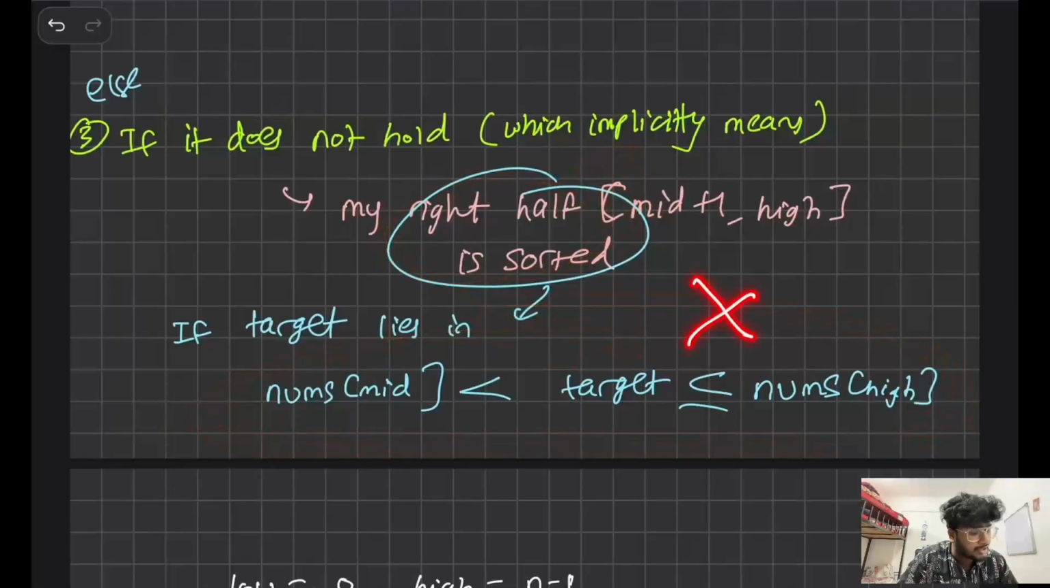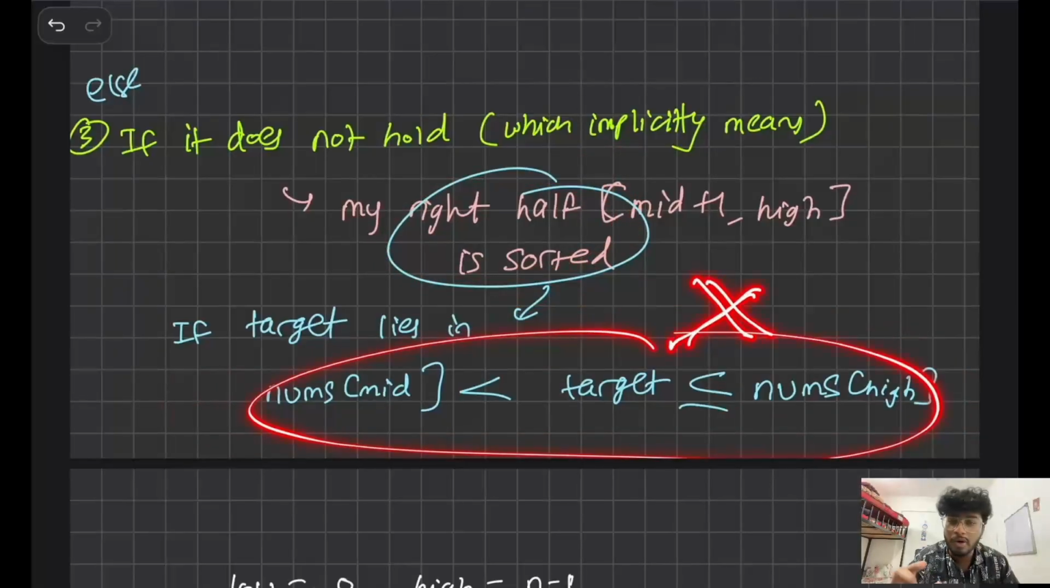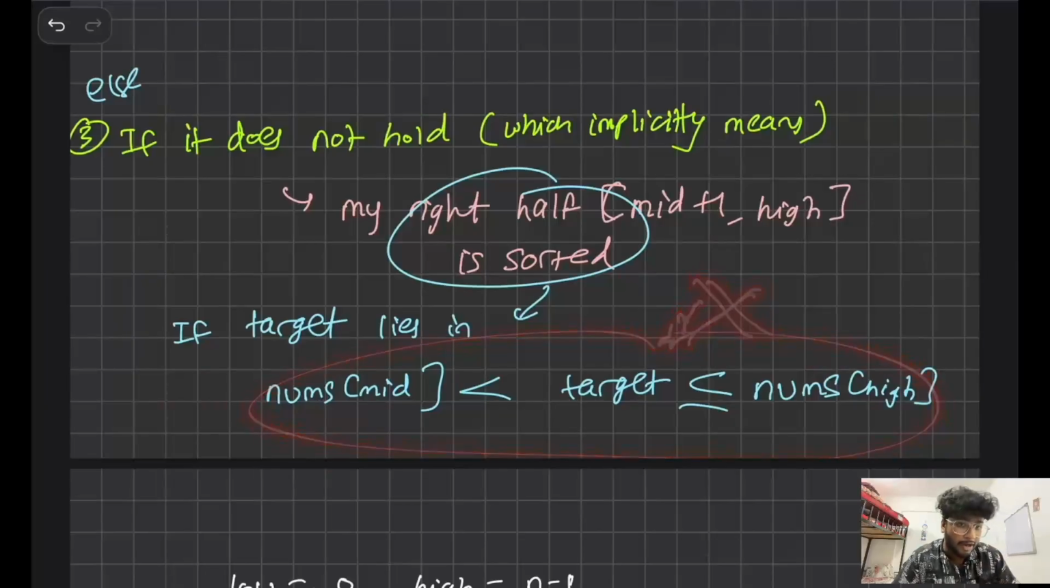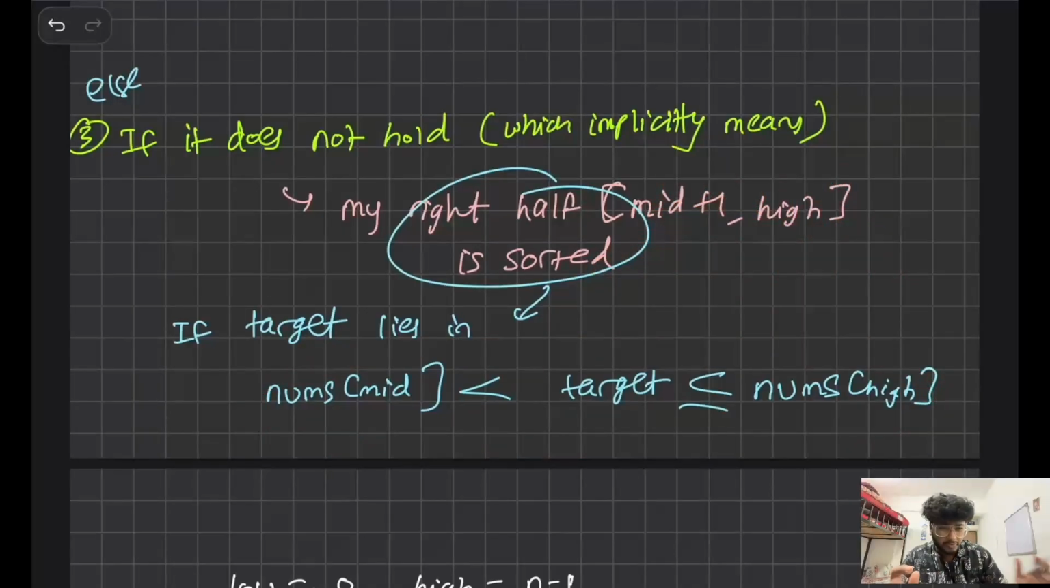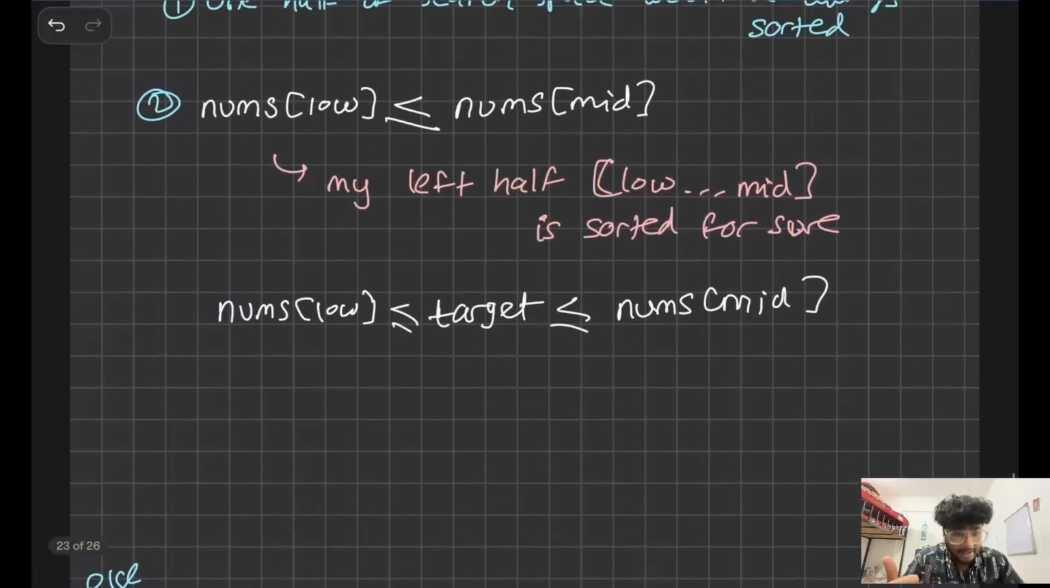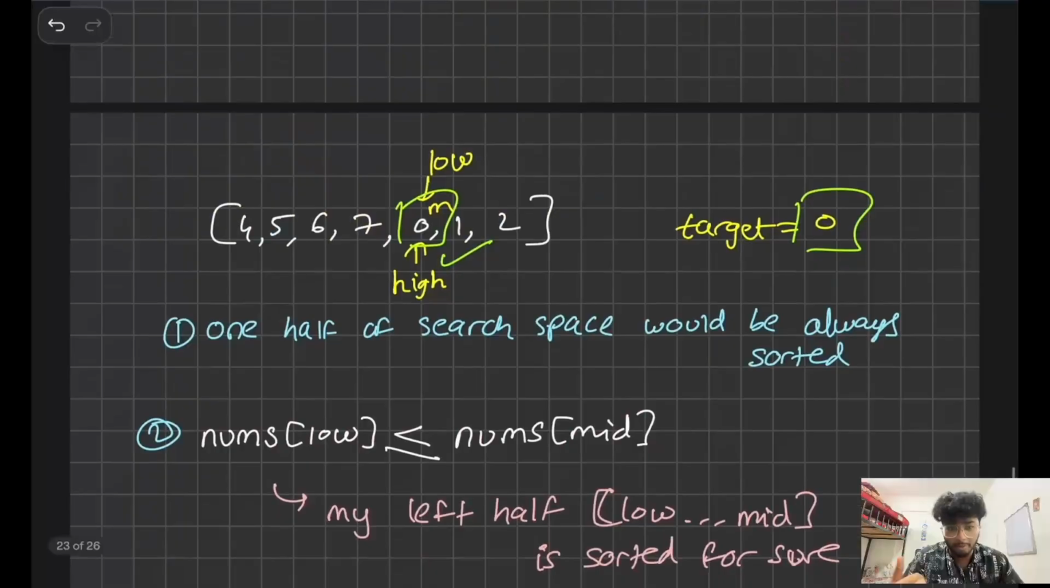If this condition does not hold, and the right half is sorted, then I know that my answer does not lie in the right sorted half. I would now instead search left. So this is the whole intuition, how we are approaching the problem and dealing with the cases, and this is the casework. Let's write the code so we would understand it more clearly.